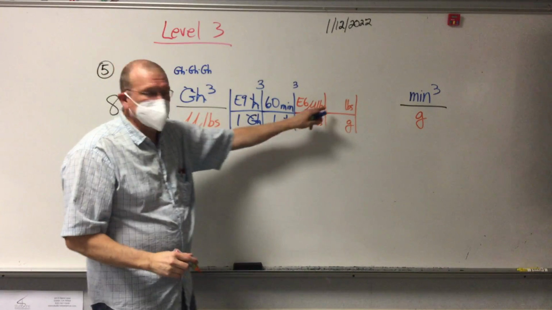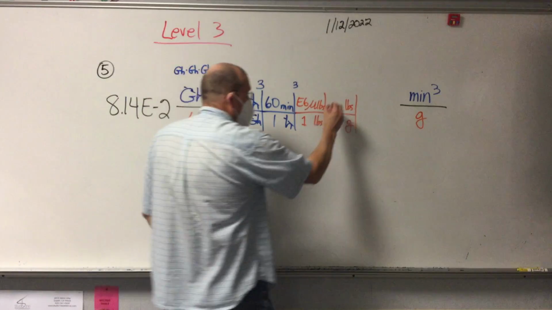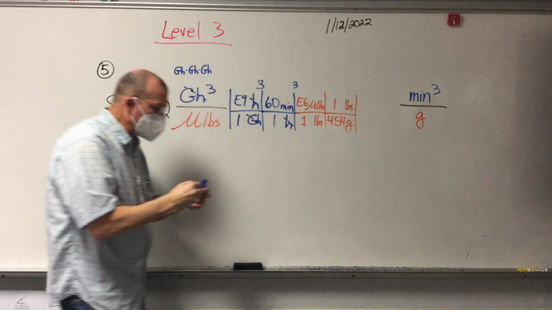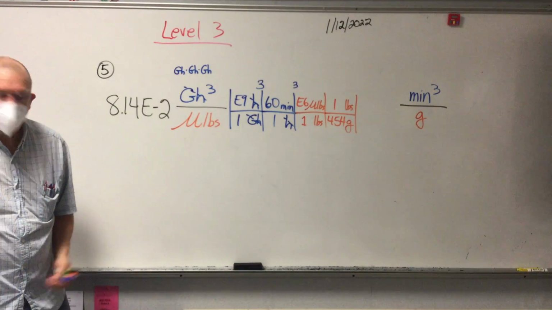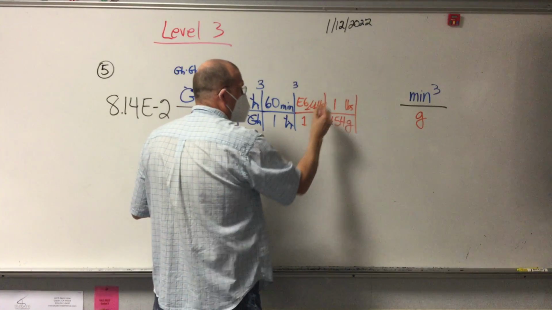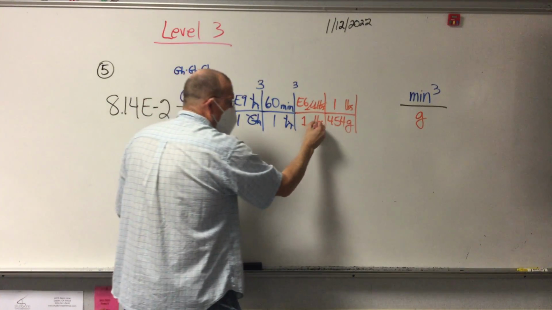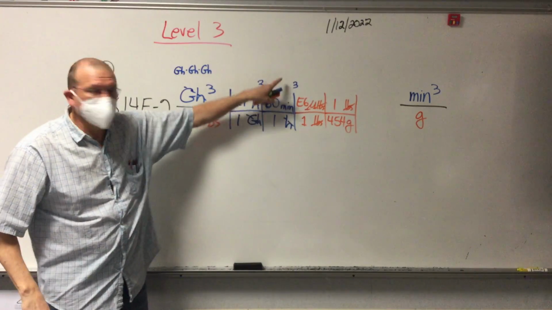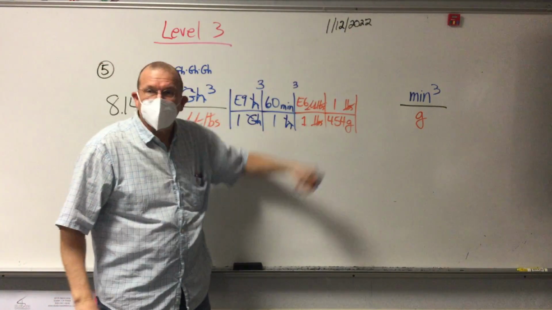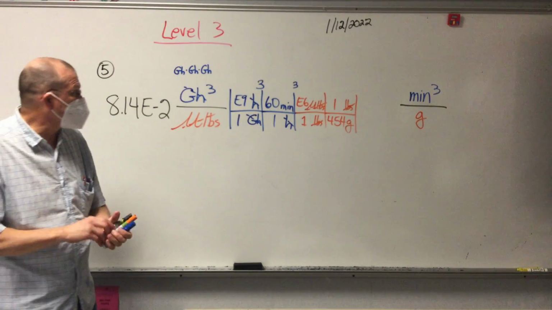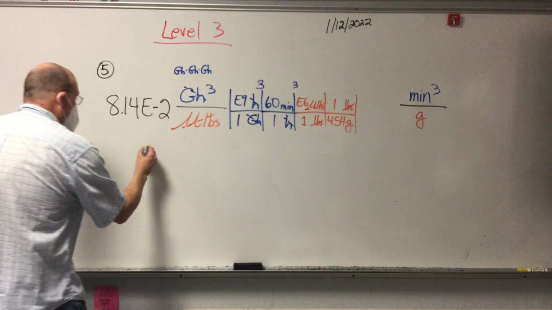All right. And then what's in the next one? 1 pound on top, 454 on bottom. Okay. So now we got everything taken care of. The micropounds canceled because they're diagonal. The pounds have canceled because they're diagonal. So we're left with minutes cubed on top and grams on the bottom. And we're good. So now it's time to do some calculating.